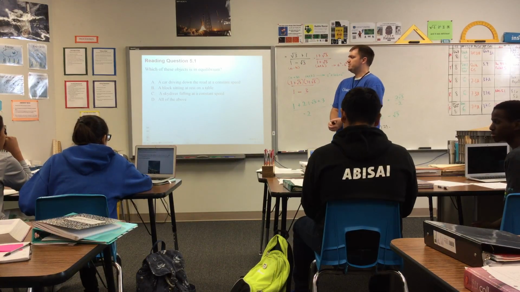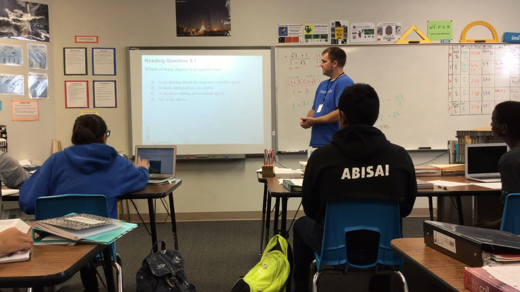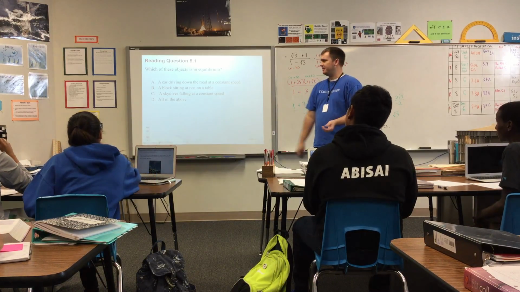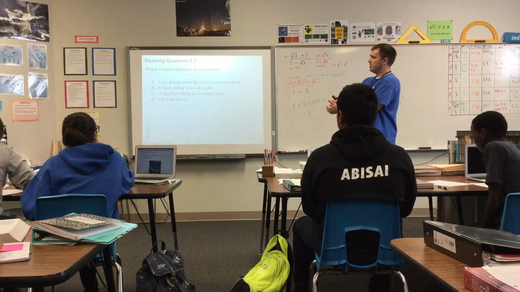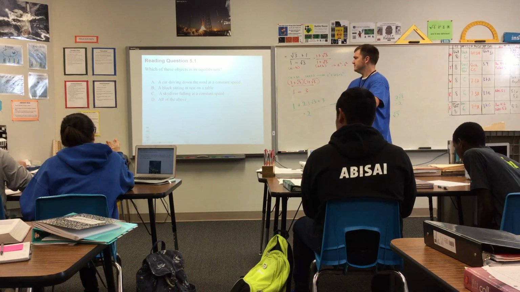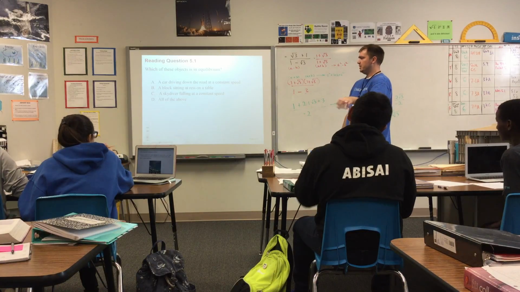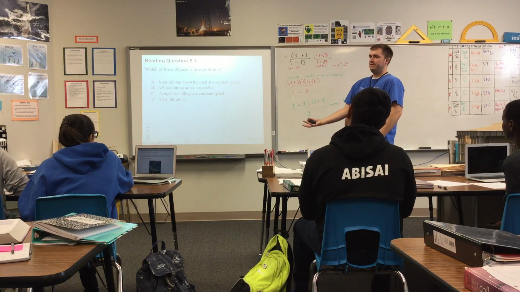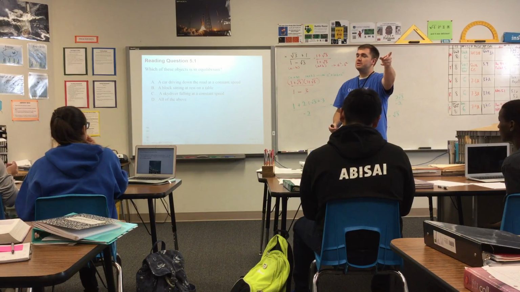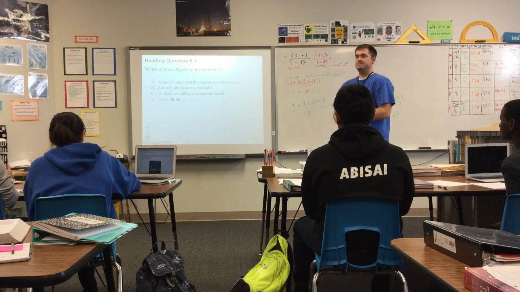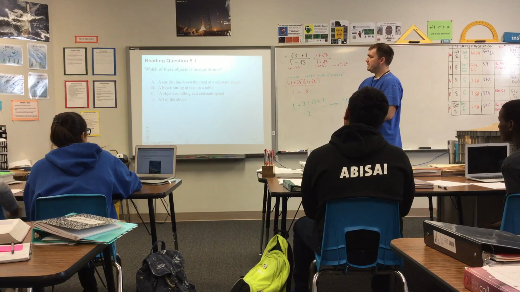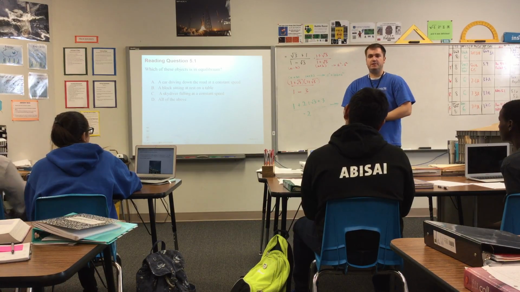Let's talk about this. Which of these objects is in equilibrium? Let me read the sections here, all right? A: a car driving down the road at a constant speed. B: a block sitting at rest. C: a skydiver falling at a constant speed. Or D: all of the above. Which one is in equilibrium?